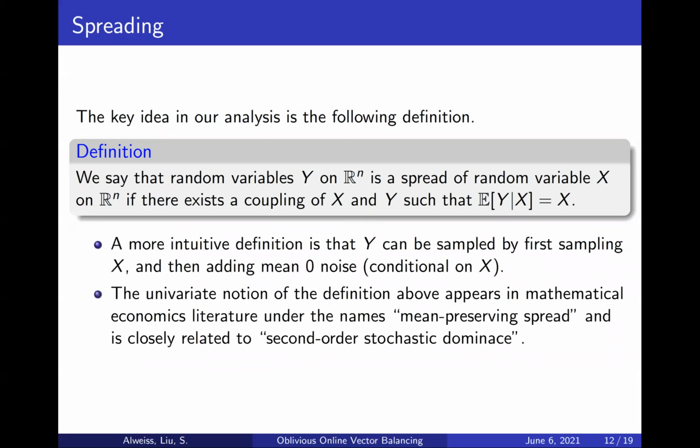So a more intuitive notion is that Y can be sampled from X by first sampling X and then adding some mean zero noise, which is conditional on X. So it can be different mean zero noise based on what you sampled for X, but it's always mean zero. And you're spreading the distribution from X to get to Y. The univariate notion of this definition appears in the mathematical economics literature under the name mean preserving spread and is closely related to second order stochastic dominance.